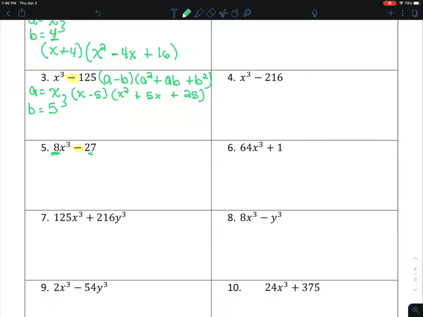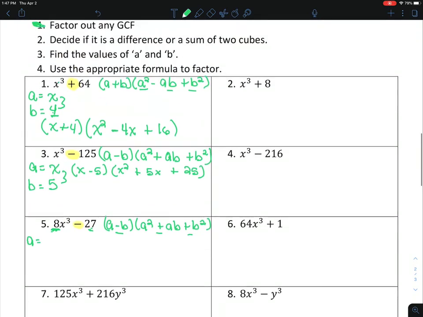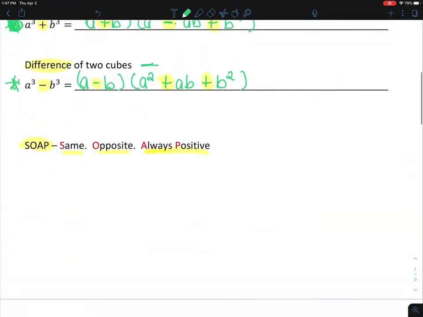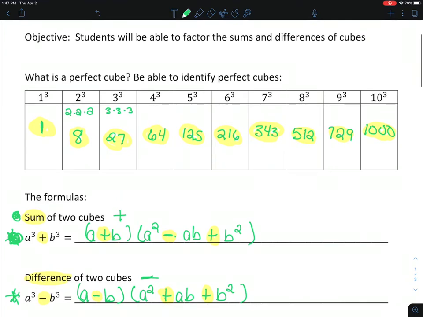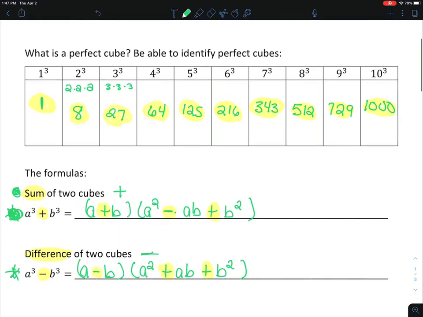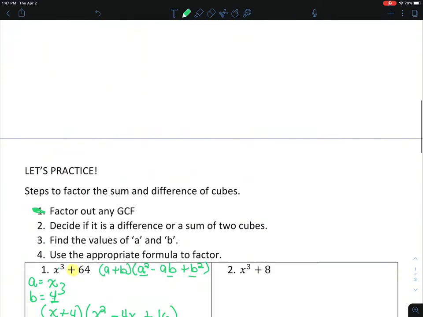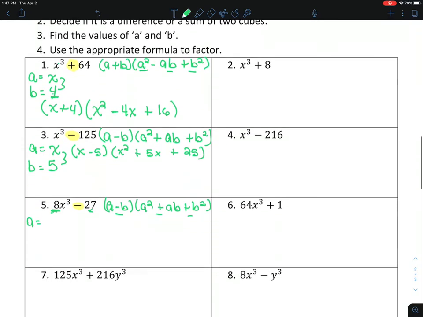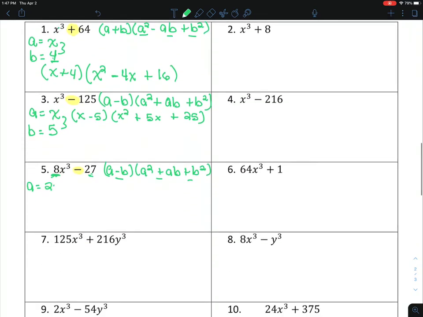And so I'm going to use the formula from above, a minus b, a squared plus ab plus b squared. And so remember, it's same, opposite, always positive. So what is a now? Well, if we look, 8 is a perfect cube. Once again, if we go back up to our table, we see that 8 is 2 cubed. So because there's also an x cubed here, a is going to be 2x.